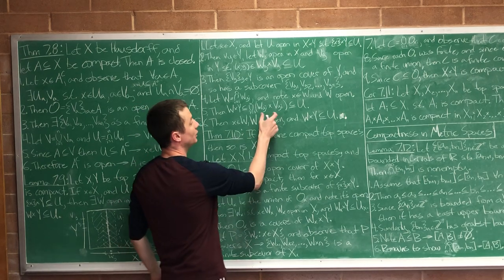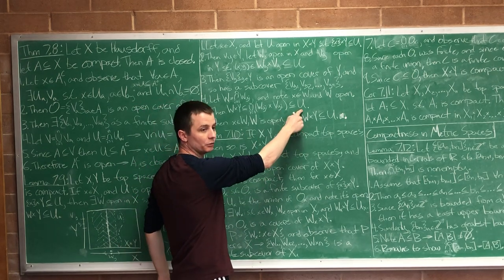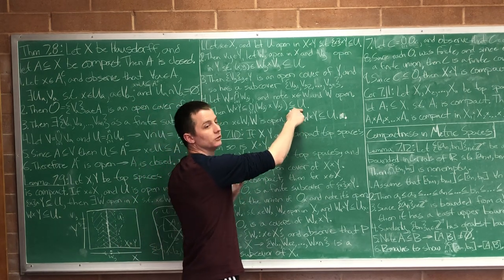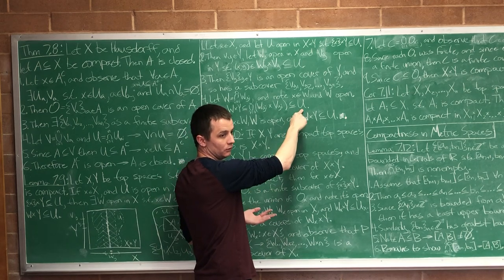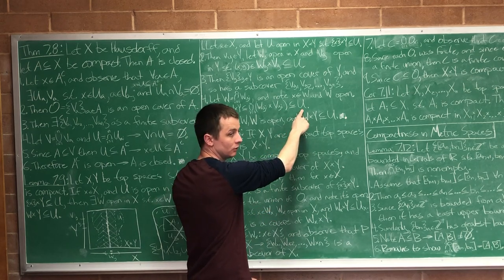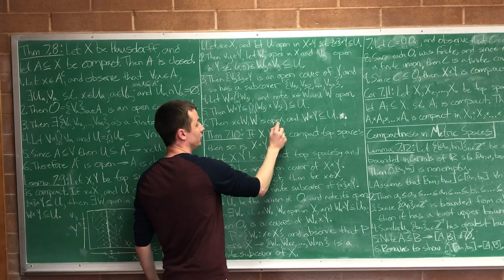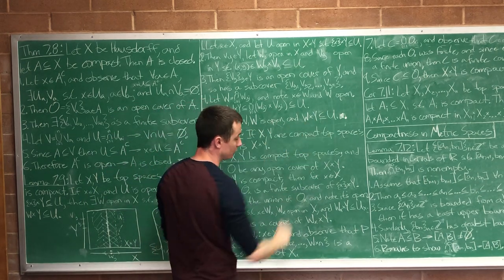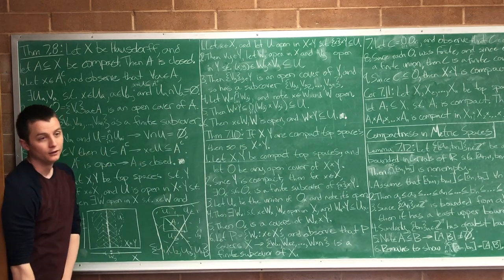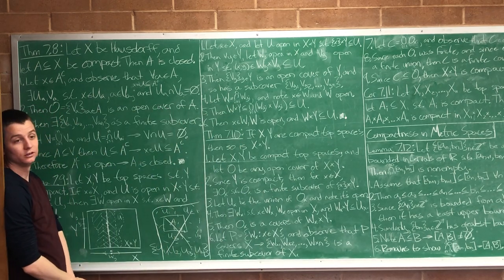That's how we know that when we union all those up, we're still a subset of U. Union up a bunch of subsets of U, still a subset of U. Good? Okay. So then x is in W, W is open, and W cross Y is a subset of U. That's what we were after.